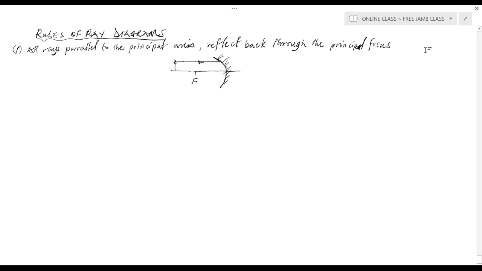So when the ray is drawn, that's the first thing. A ray must be drawn parallel from the object. Then you draw it back through the principal focus. That's the first thing to be done.